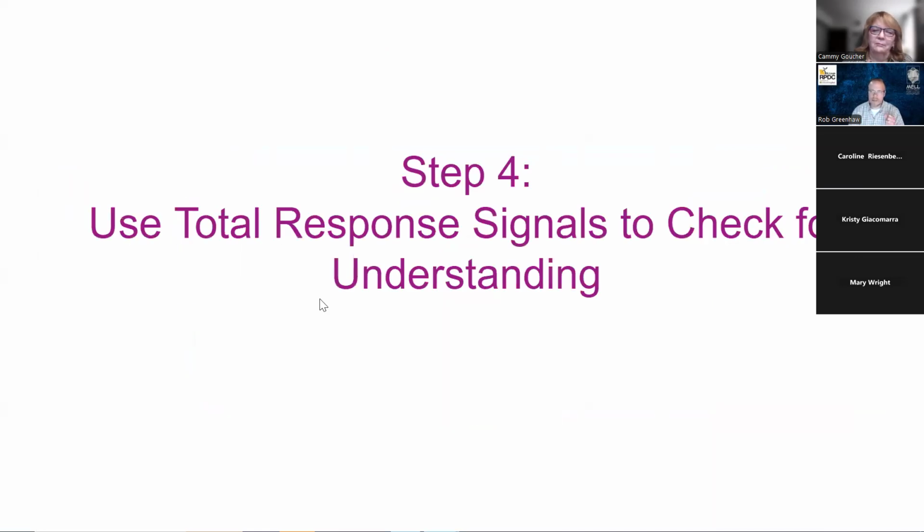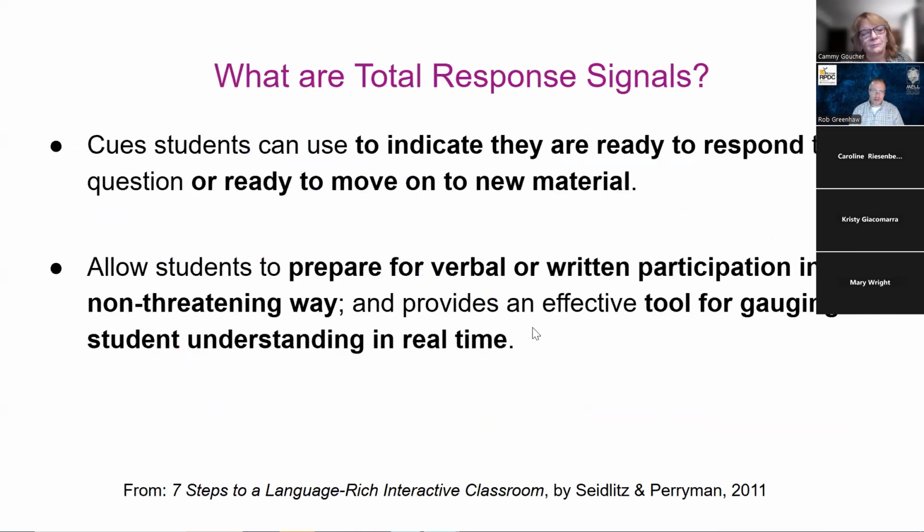All right. In our last meeting, we talked about step 4, which was using a total response signal. This is either to indicate that they're ready to respond to the question, or they're finished and ready to move on to the next step. It's just preparing them for participation in a non-threatening way.